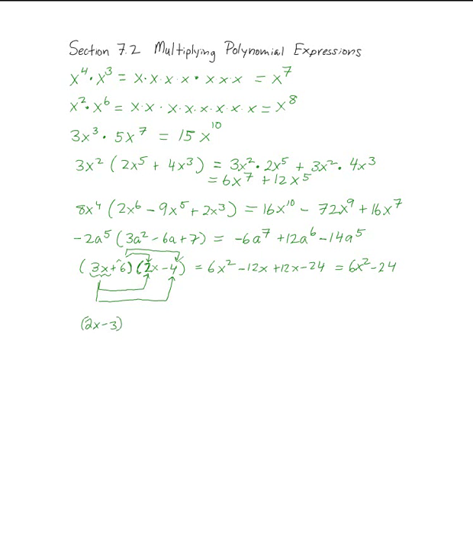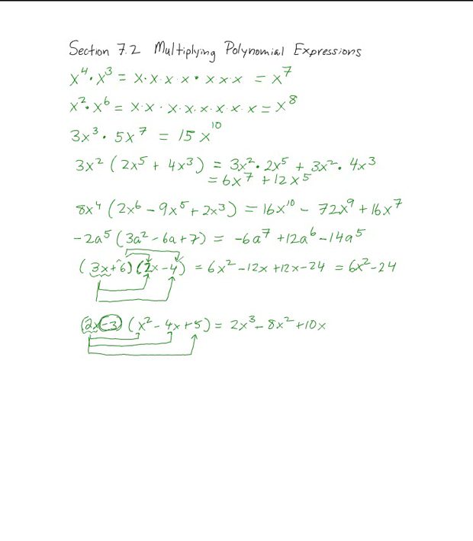2x minus 3 times x squared minus 4x plus 5. So this time I have a binomial and I'm multiplying by a trinomial. Binomial again means 2 pieces. Trinomial means 3 pieces. Again, really nothing changes. I take the 2x and I distribute it. I can't really call it FOIL anymore because I got too many pieces, but you get the idea. 2x times x squared is 2x cubed, minus 2x times 4x is 8x squared, and 2x times 5 is 10x.